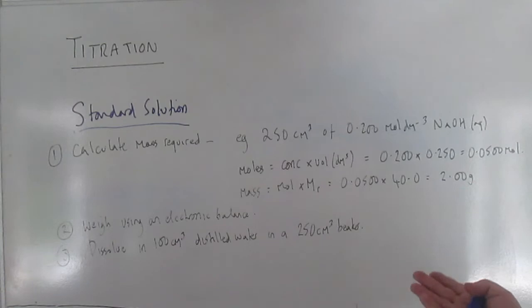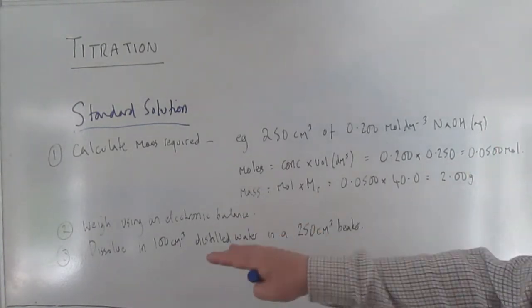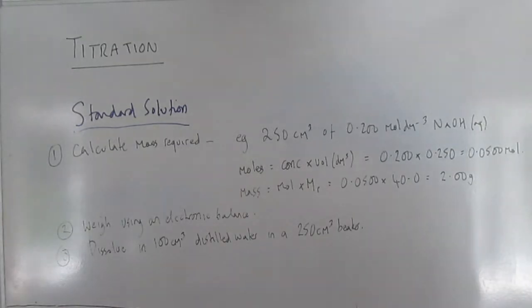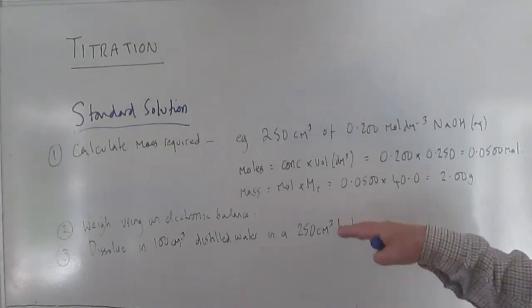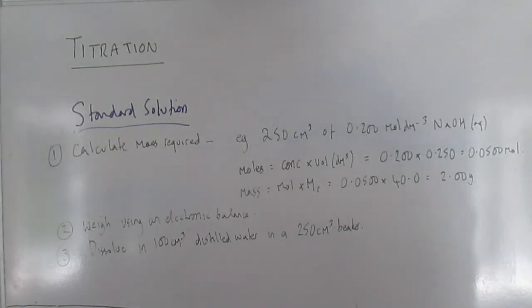I mean, it may seem obvious to you that you're not going to use pond water, but it's not obvious to them. So you specify the pure stuff, distilled water, and specify the size of the beaker. Because 100 cm cubed distilled water in a 100 cm cubed beaker is not going to work. You're not going to be able to stir it round without spilling it. So specify a sensible size.